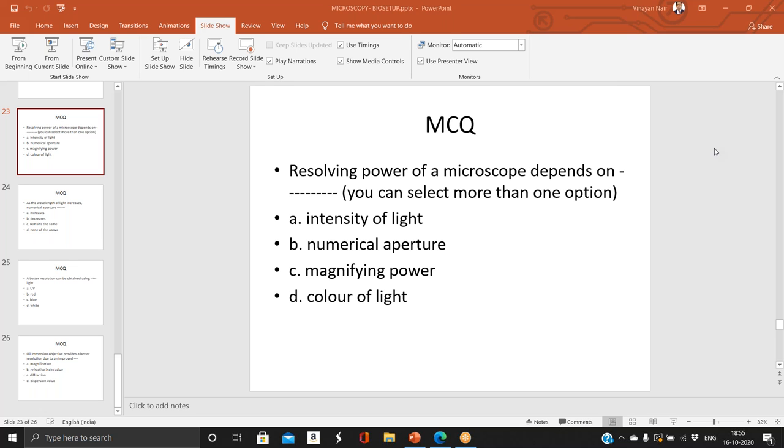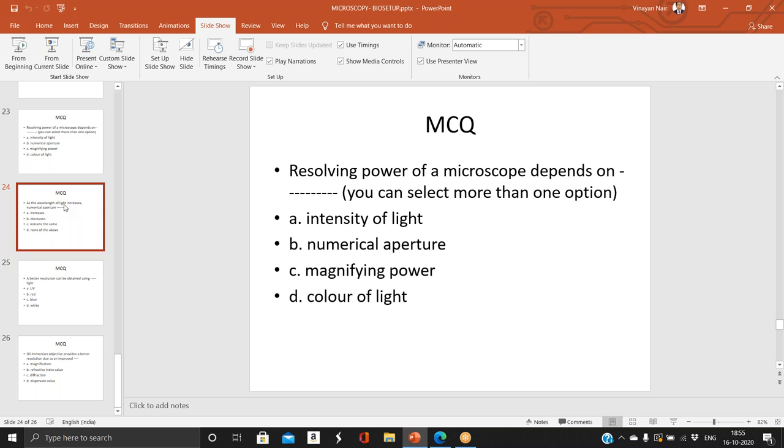So the answer is B, numerical aperture. It does not depend upon the intensity of light. It does not depend upon magnifying power. It does not depend upon color of light. But yes, the resolving power of a microscope depends upon wavelength of light, that is lambda, and numerical aperture. Is this question clear for all? If it is clear, please type yes in the comment box. Yes, Lalti Yadav, yes, Maunia. So it is clear for four of you, I hope, and I will pass to the next question.